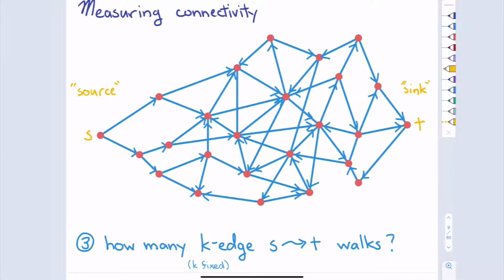Another question might be, it's a little more tractable: how many ways can I get from S to T using k edges for some parameter k? Maybe I'm not really interested in really, really long walks because that doesn't mean as much for whatever application. I'm only interested in, say, I'm in a social network, how many people are 2 hops away? Or can I get from point A to point B in 5 hops?